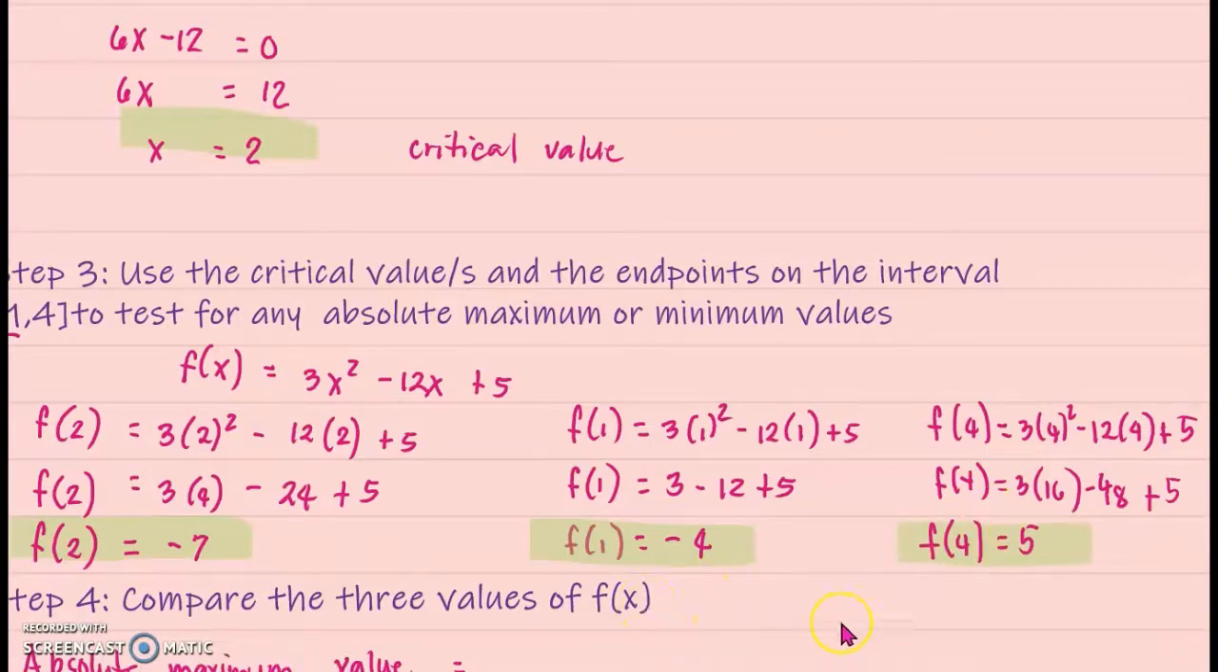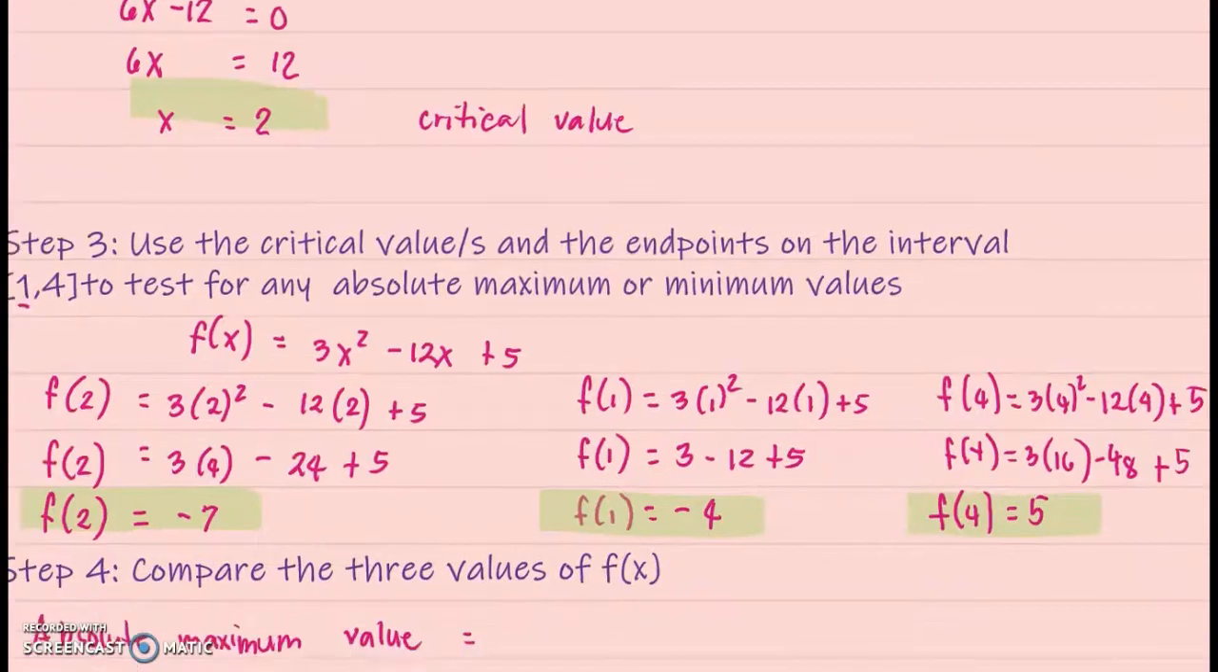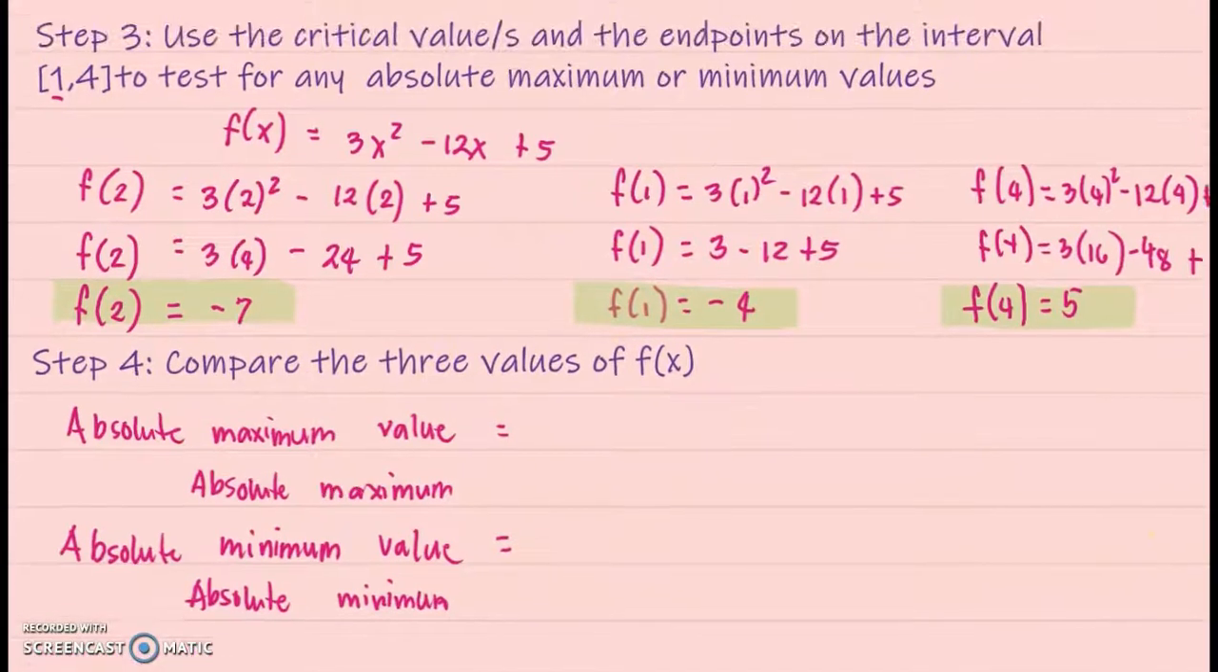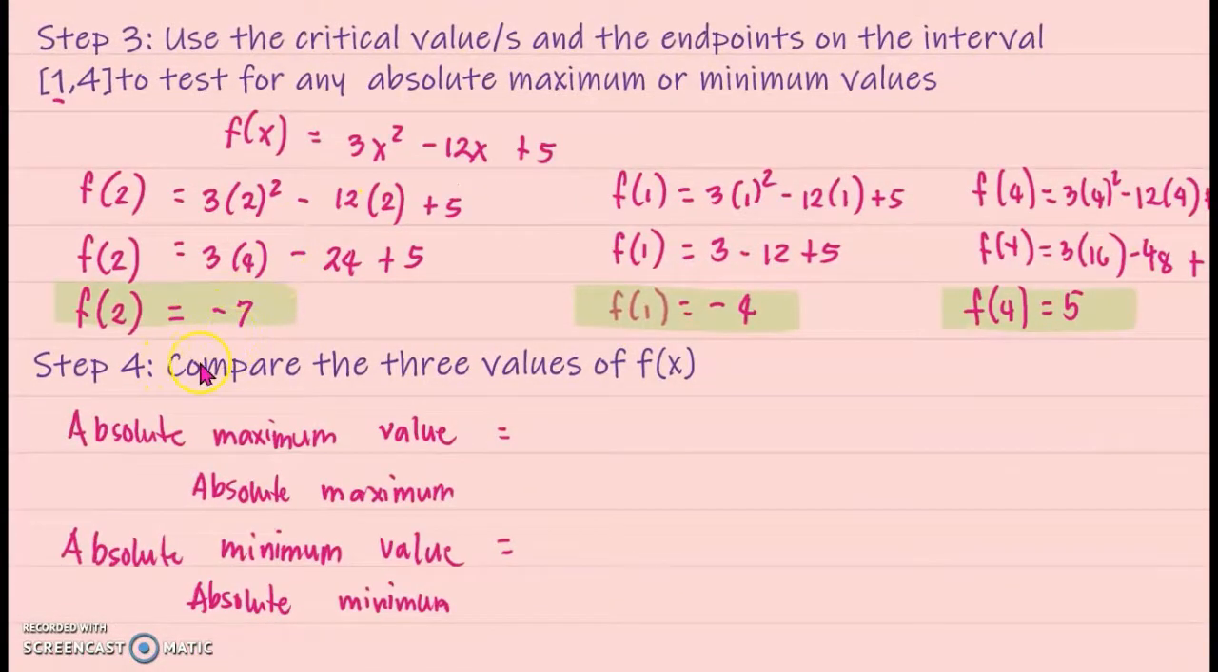Okay. So step 4, we have to compare the three values of f of x. So comparing, we can see here that our absolute maximum value again is the value of f of x that has the highest value, of course. So we have here 5. So our absolute maximum value is 5. That is when x is equal to 4. So our absolute maximum is at 4 and 5.